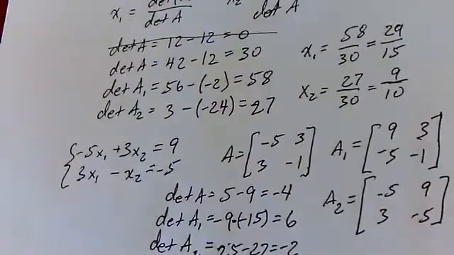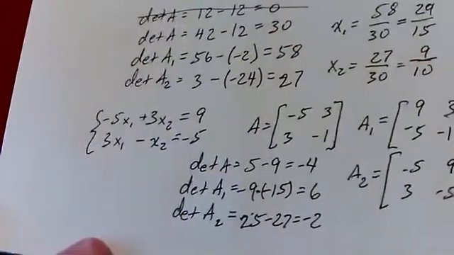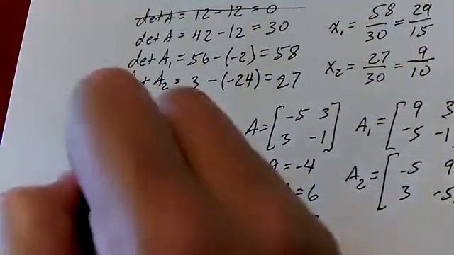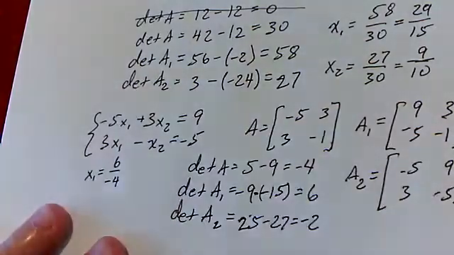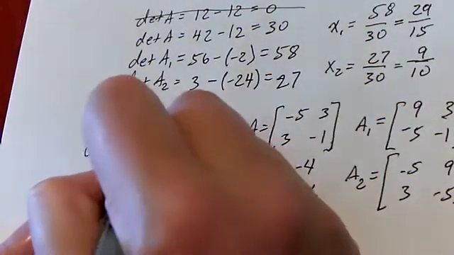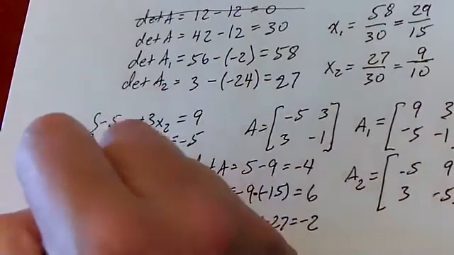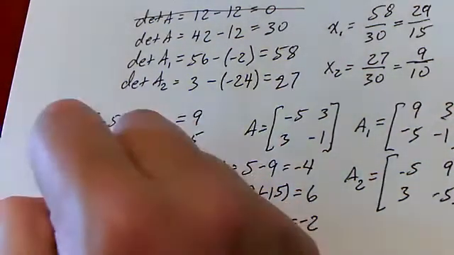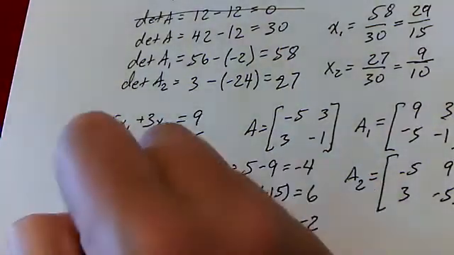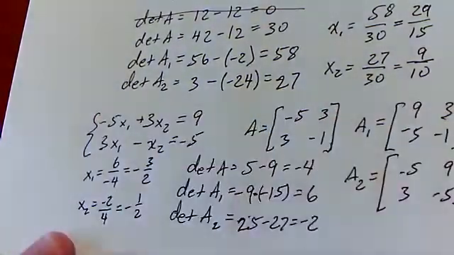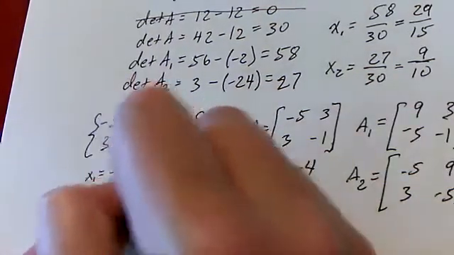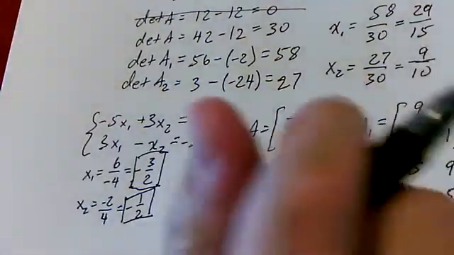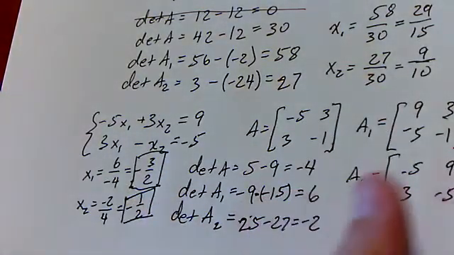So now I can find x1 and x2 using my Cramer's rule formulas. So x1 is going to be the determinant of A1, which is 6, over the determinant of A, which is negative 4. So I get a negative 3 over 2. And x2 is going to have the determinant of A2 on top, which is negative 2, divided by negative 4. So I get 1/2. So there's my solutions to the system, negative 3/2 and 1/2. Okay, so that is Cramer's rule for 2 by 2.